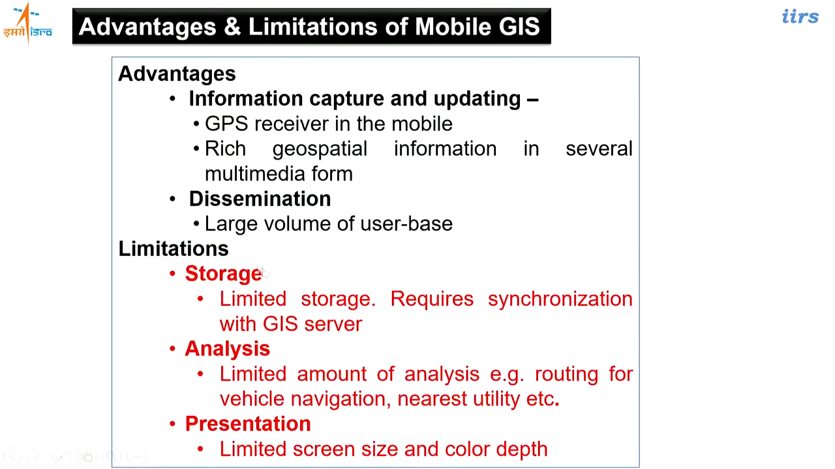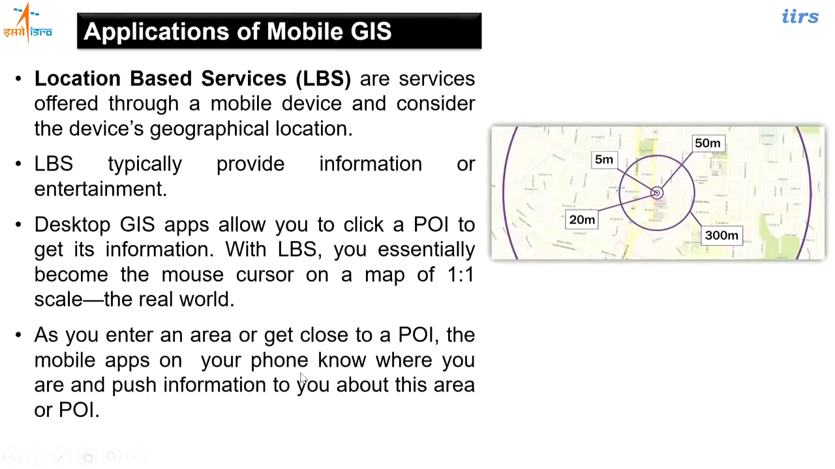Storage is one limitation in mobile applications. Similarly, analysis, because only a limited amount of analysis, i.e. routing of vehicles, navigation, nearest utility, can be performed with the help of mobile GIS, since the processor as well as the storage are limited. So analysis and storage again become limitations in the case of mobile GIS. Similarly, the presentation also: screen size is not very big. It is limited, both in size as well as color. So this again becomes one limitation in the case of mobile GIS.